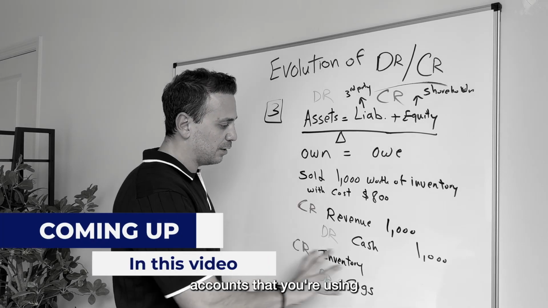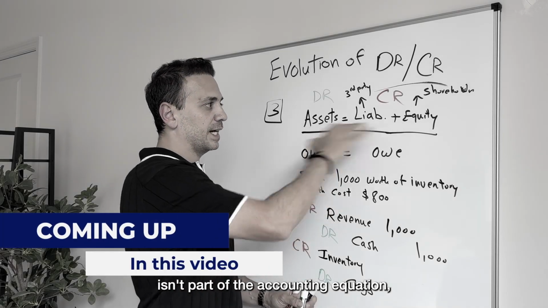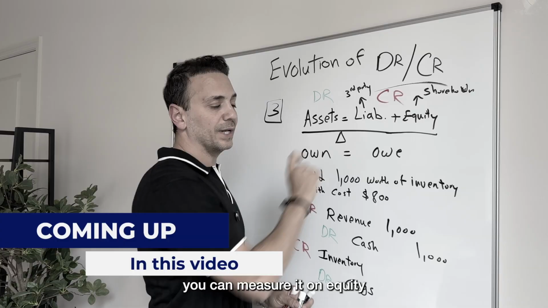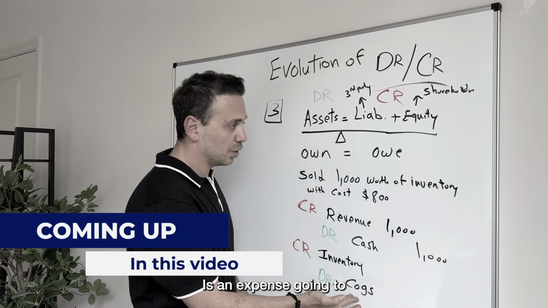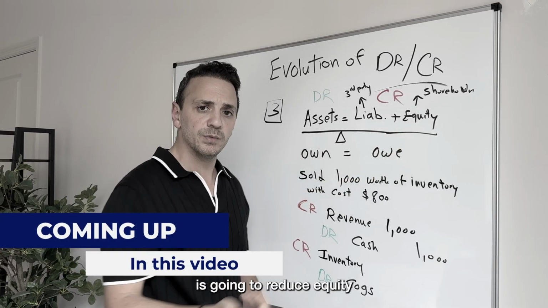So whenever any of the accounts that you're using isn't part of the accounting equation, you can measure it on equity. Is an expense going to, what is it going to do to equity? It's going to reduce equity.